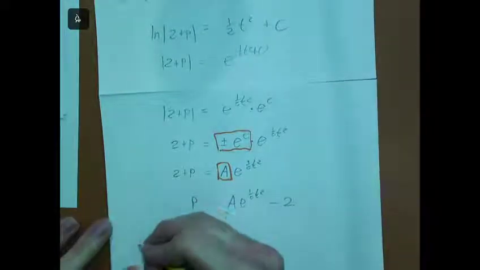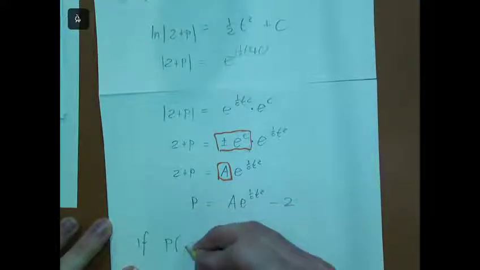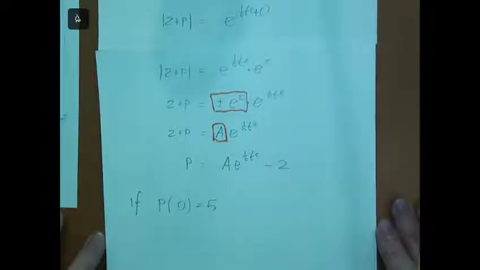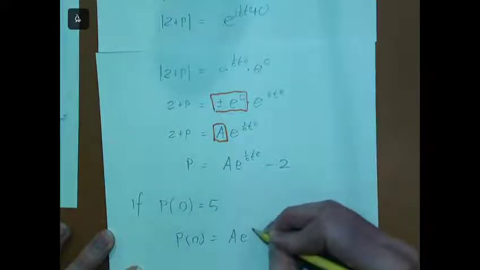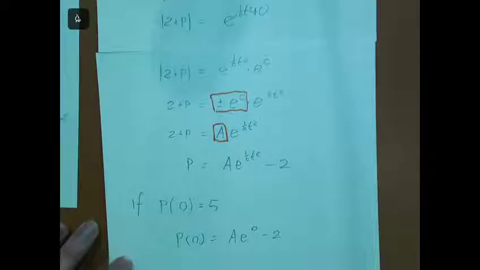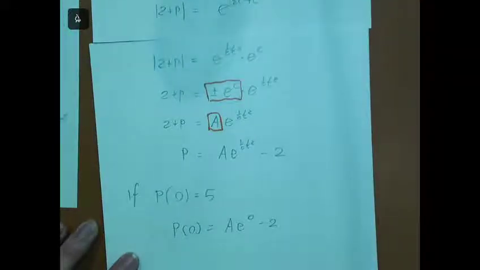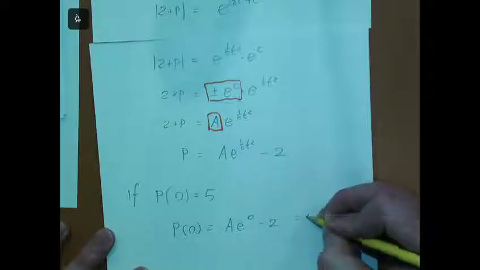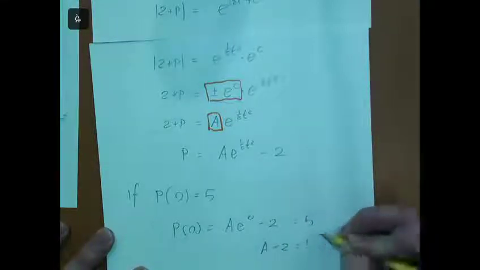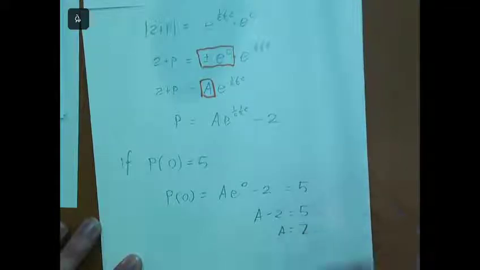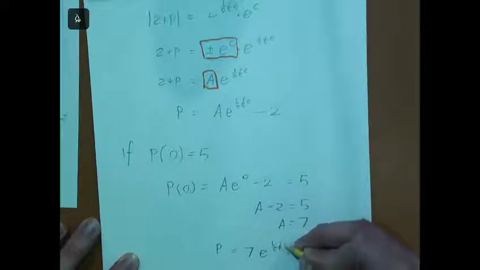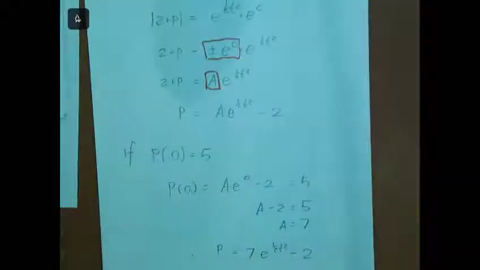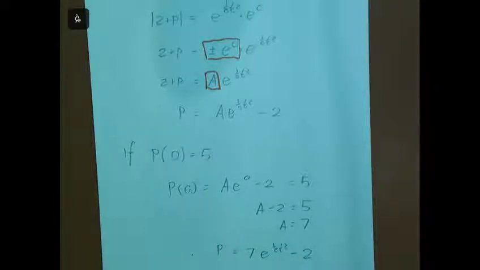So for example, if p of 0 was, say, 5, then I'd get that when I sub in 0. Half of 0 squared is 0. And that would be 5. A minus 2 would be 5, which means a would be 7. And so therefore p is 7e to the half of t squared minus 2. So I don't have to figure out what the c is, because I can just figure out what the a is instead.